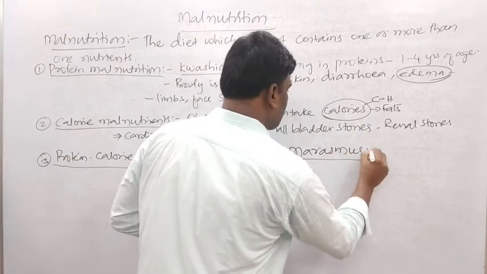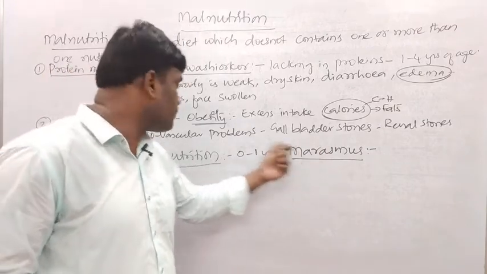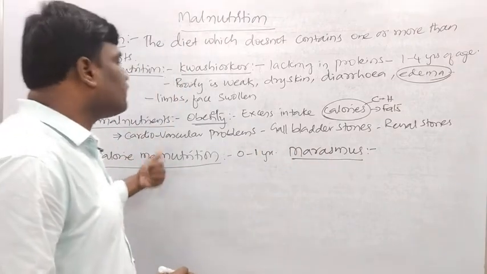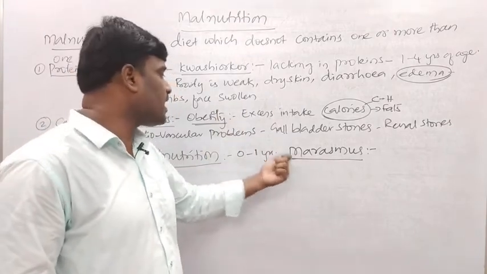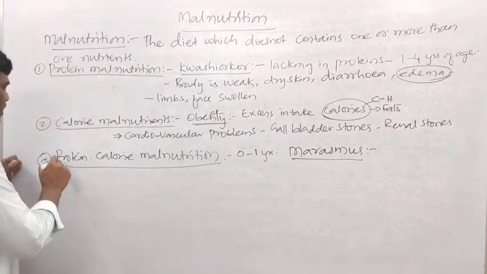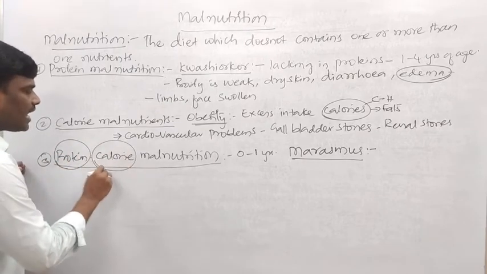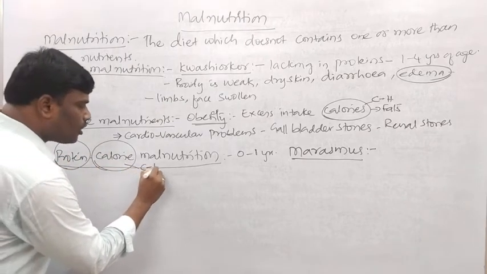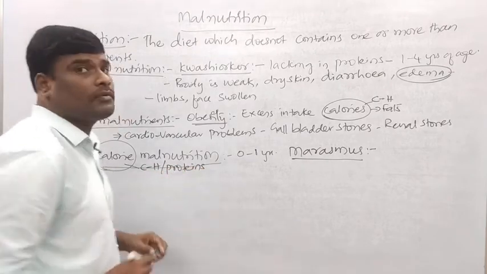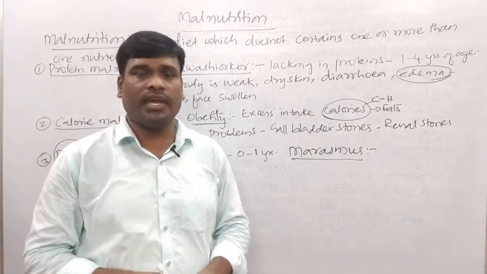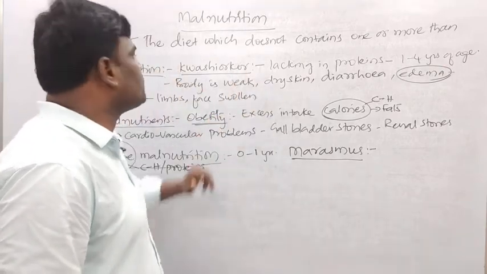Marasmus. Okay. So marasmus is a disease. It is an example of protein calorie malnutrition, isn't it? The child who is suffering from marasmus, in their diet, protein is lacking, and calories such as carbohydrates as well as proteins also lack in their diet. Okay. So what are the symptoms of this marasmus disease?